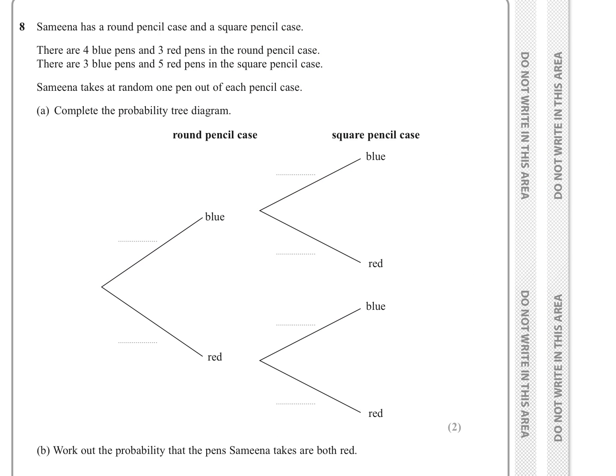Question 8. First of all, we've got to fill out the probability diagram, the probability tree. And in the round pencil case, we have 4 blue pens out of 7 in total, and then red we have 3 in 7, and in the square pencil case we have 3 blue pens out of 8 altogether, and the red is going to be 5 out of 8, and then again 3 out of 8, 5 out of 8.